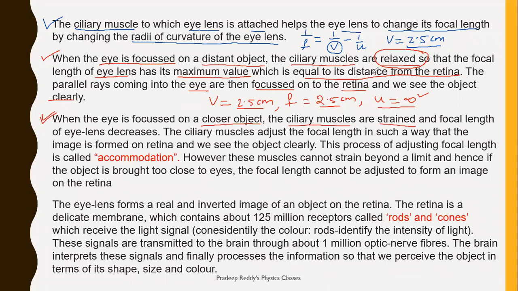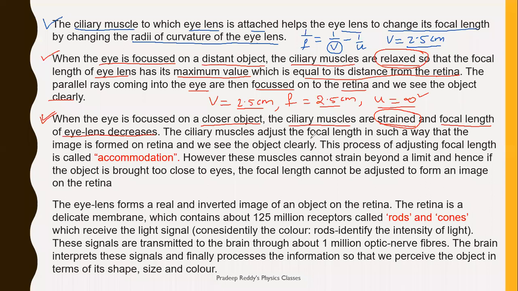So in the first case, it is relaxed. In the second case, it is undergoing strain. Ciliary muscles are strained and the focal length of the eye lens decreases. That means it will be less than 2.5 centimeter.